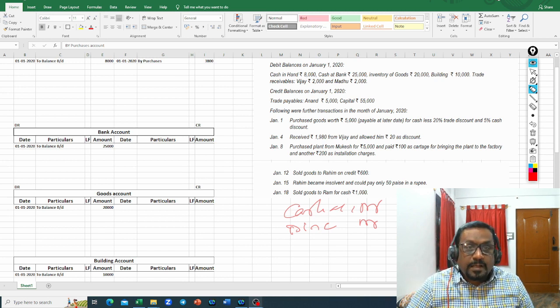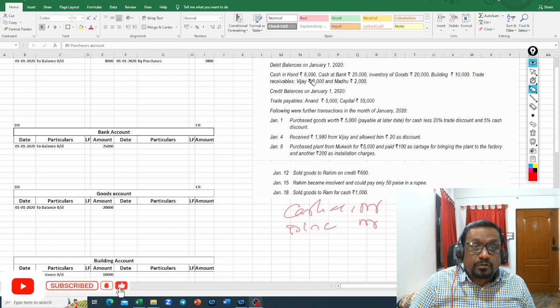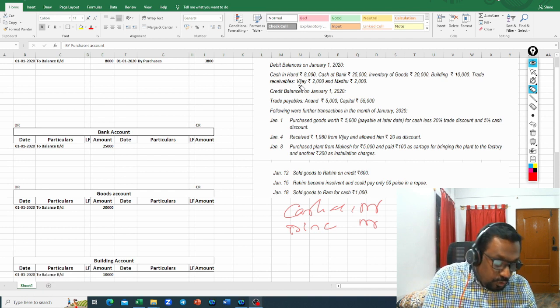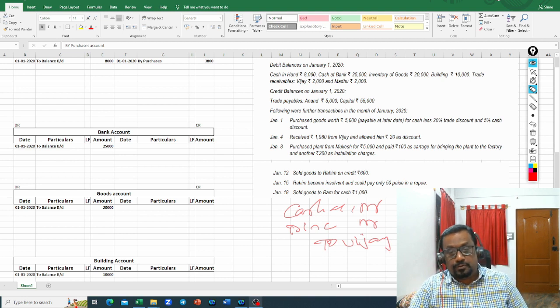Then what am I supposed to do? Who is the one who paid this amount, 1,980, for us? Vijay. So the giver is Vijay. So what I'm supposed to do is credit Vijay account 2,000. This is the entry I'm supposed to book.